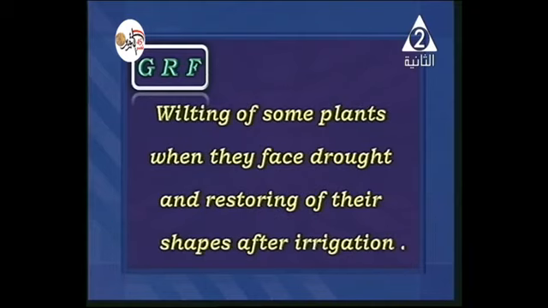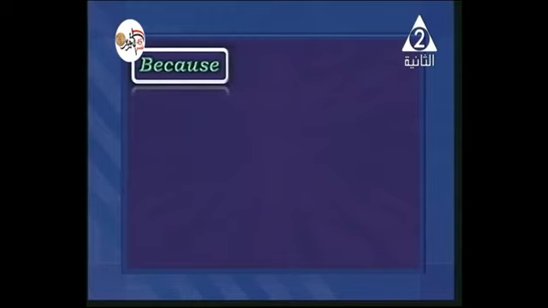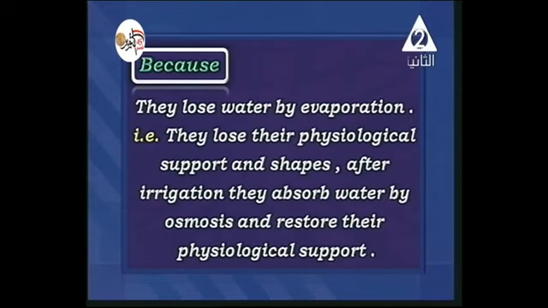We have here an important question: give a reason for the wilting of some plants when they face drought and the restoring of their shapes after irrigation. I need you to think. Yes, excellent: they lose water by evaporation, which means they lose their physiological support and shape. After irrigation, after absorbing a suitable amount of water by osmosis, they restore their physiological support.